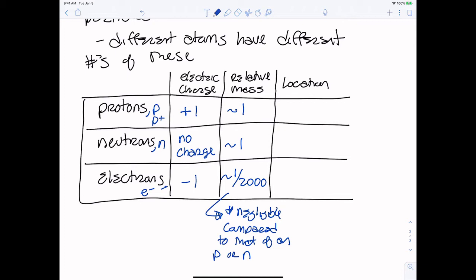Location, where are protons found? Yeah, good, nucleus. Neutrons, nucleus also, very good.